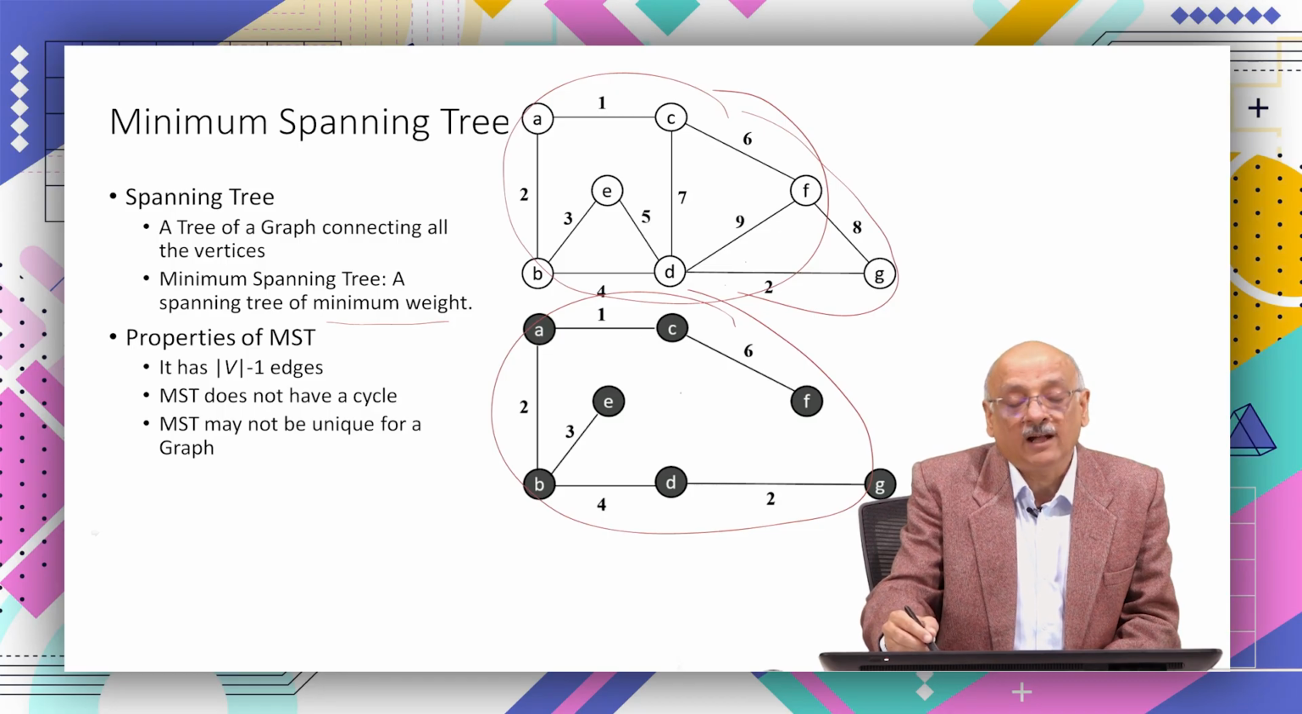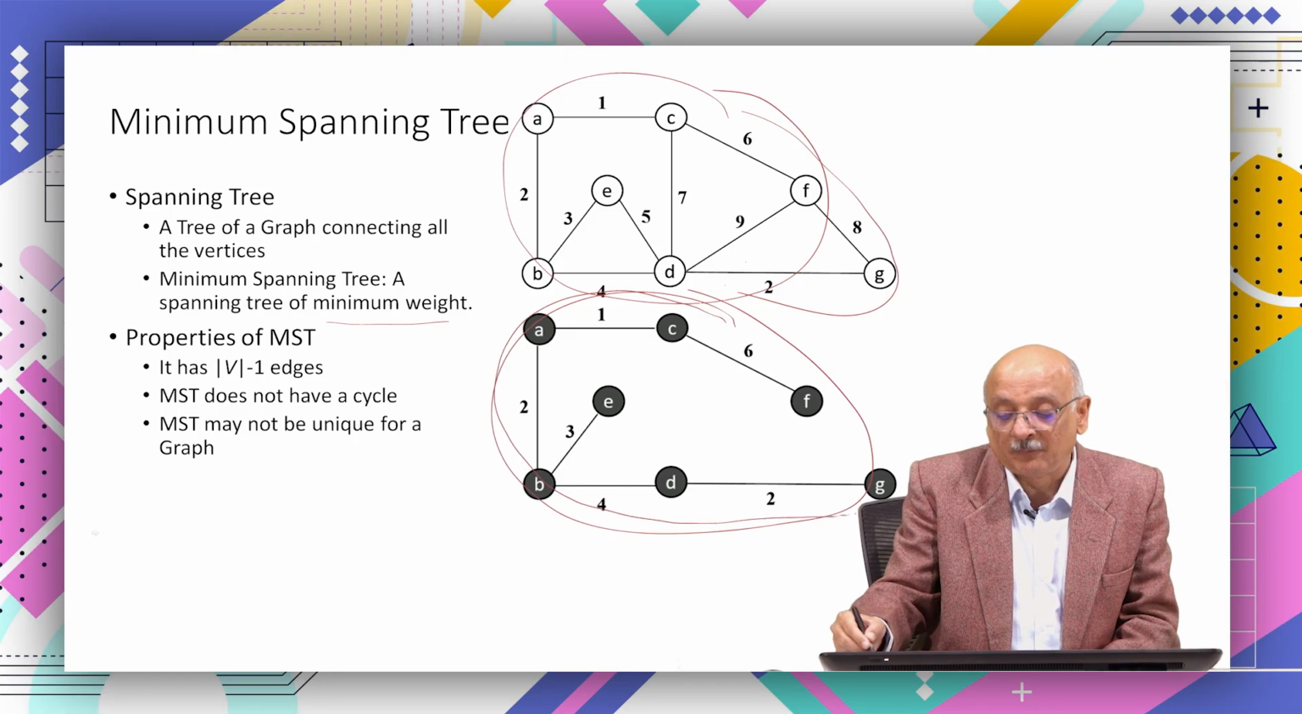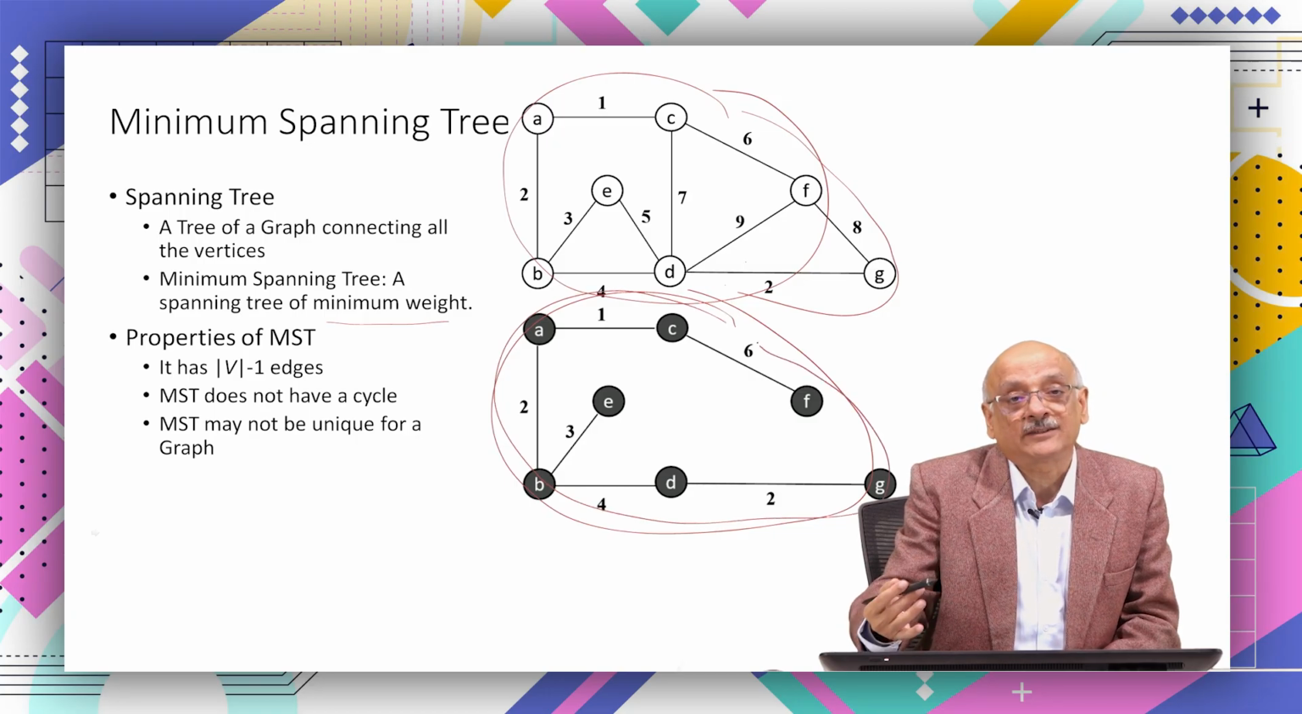However, it is forming a tree. Not all minimum weight edges will be there. Only selected minimum edges will be there, so that this tree has the minimum weight. All right, so that is the objective. And as we stated, we will be using the greedy approach.